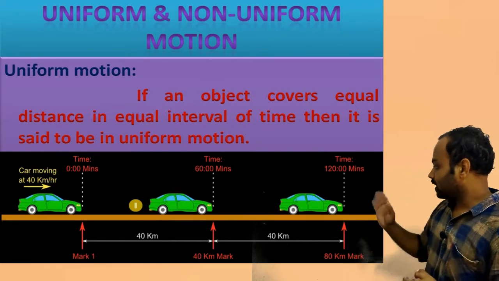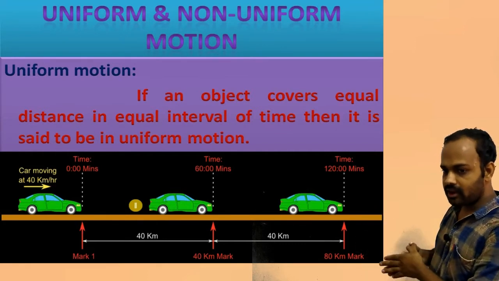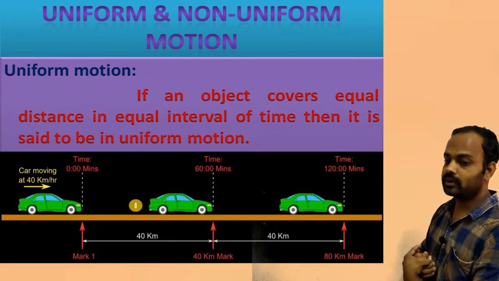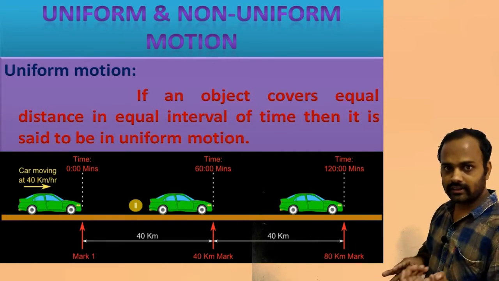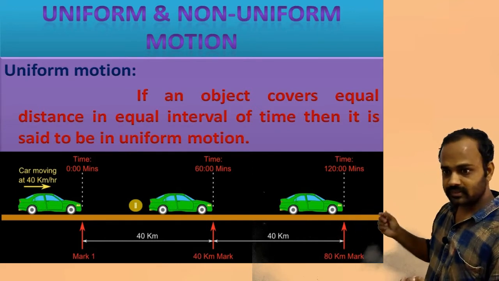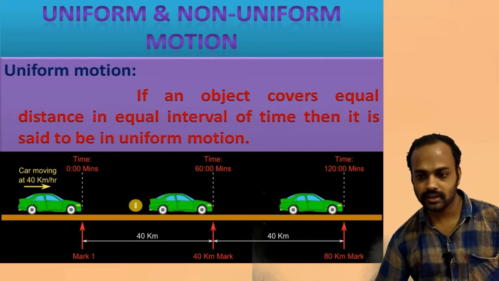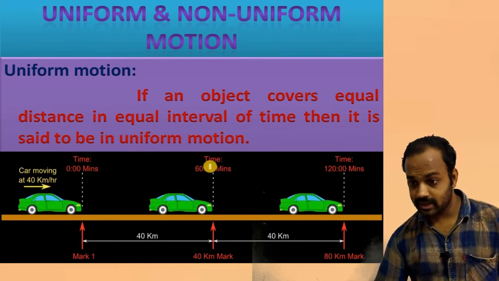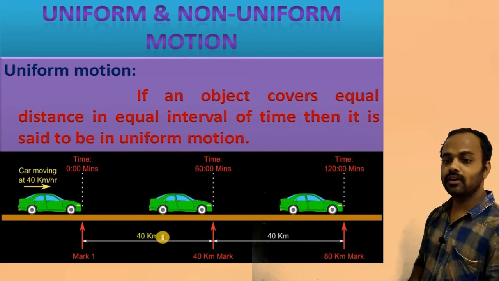Let's see the figure. A car is moving on a road at a speed of 40 kilometers per hour. It starts at 0 time, that means we are recording the time at the start. When it starts to move, at 60 minutes, it covers a distance of 40 kilometers.